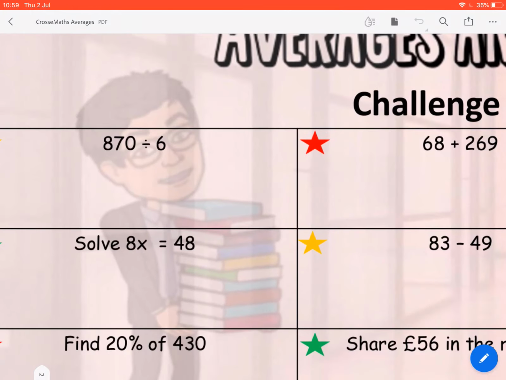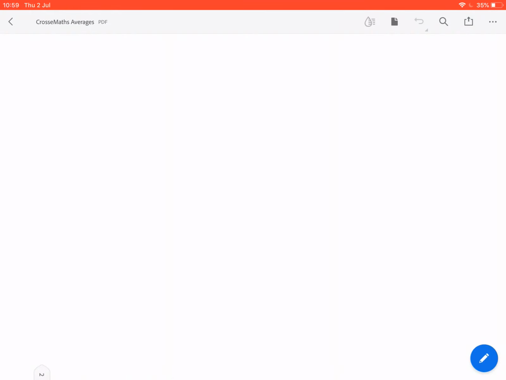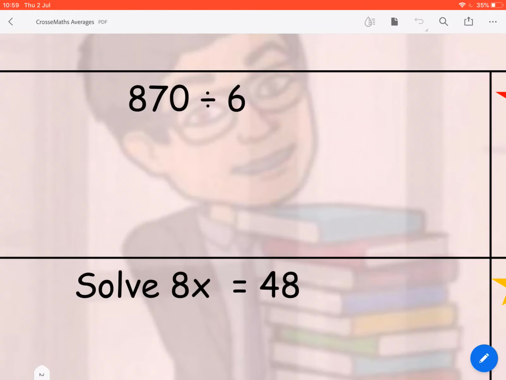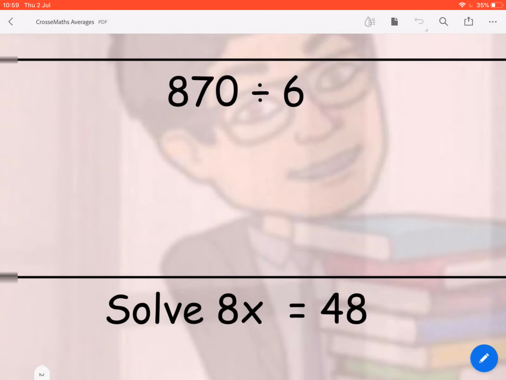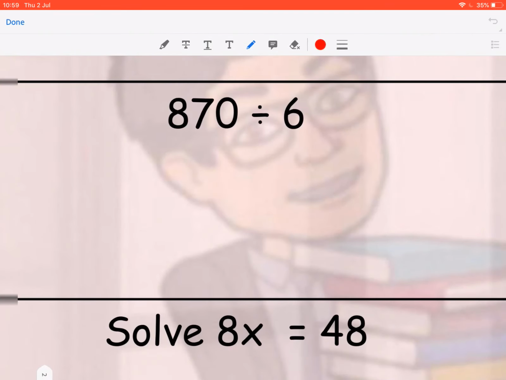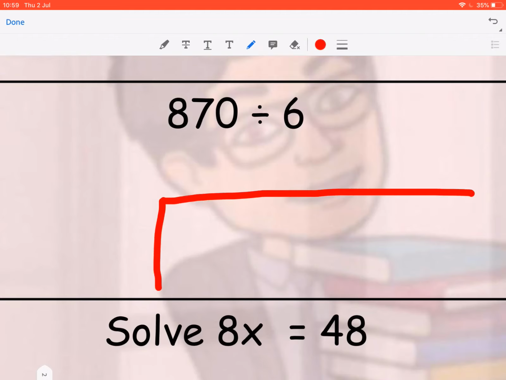Right then, so each individual one, I'm going to go through them all. Again, you will notice if you've done lots of these that we tend to have the same questions every single time. Okay, so 870 divided by 6. What that does is it makes us really good at those topics. These are the key topics you need, especially if you're going to progress at GCSE.